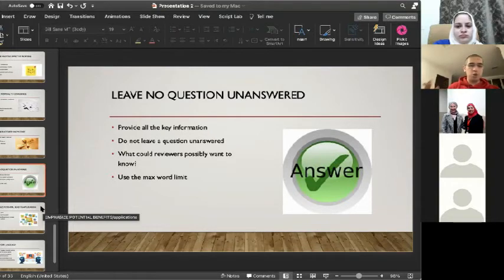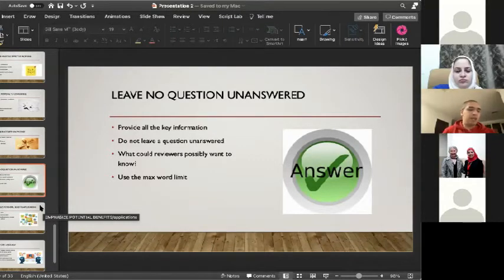And usually you have to write several drafts of the proposal. It doesn't go like you write it once and then cut out some information. It takes some practice and some drafting to come up with a good proposal.